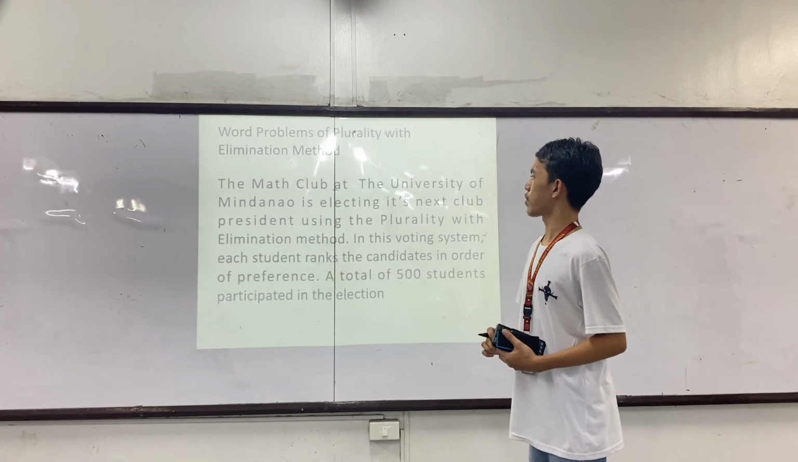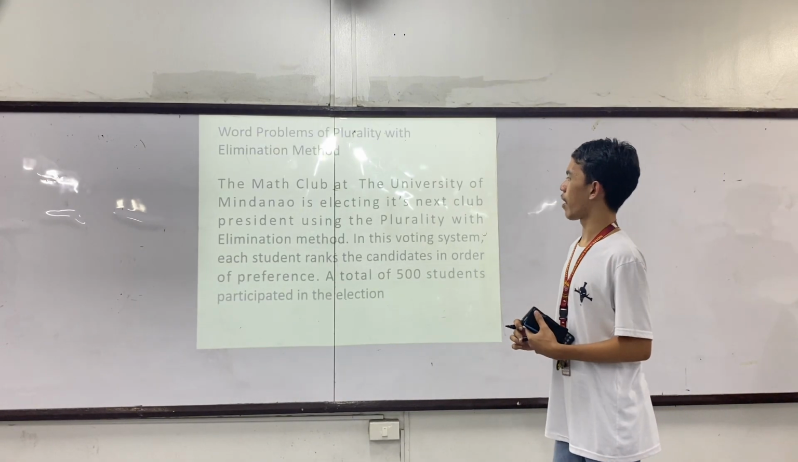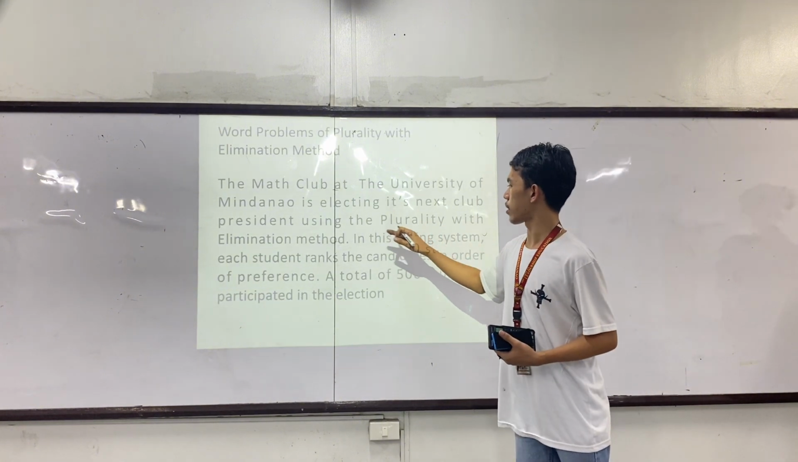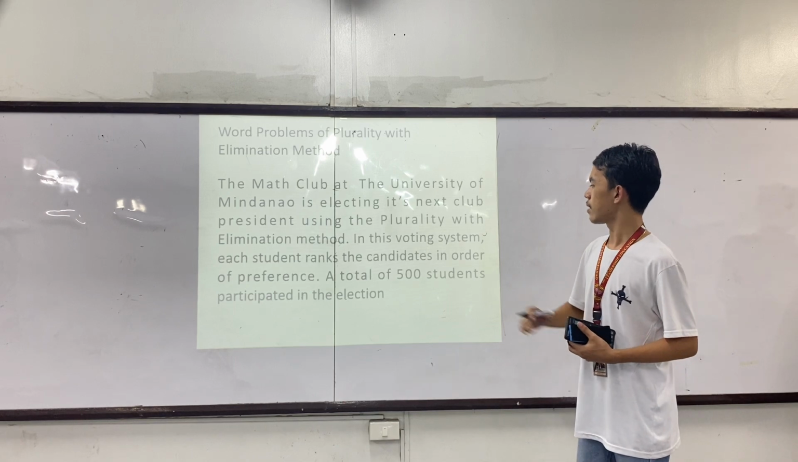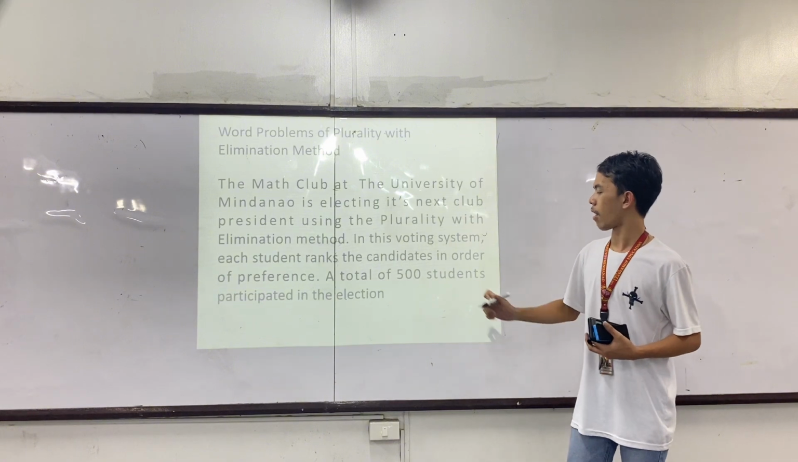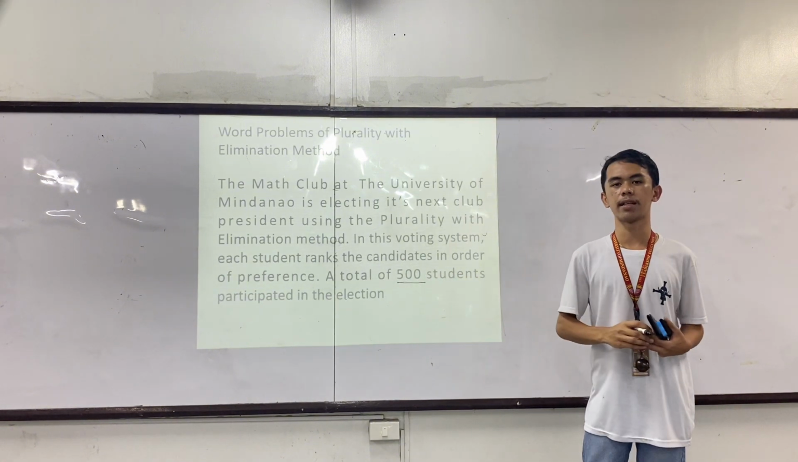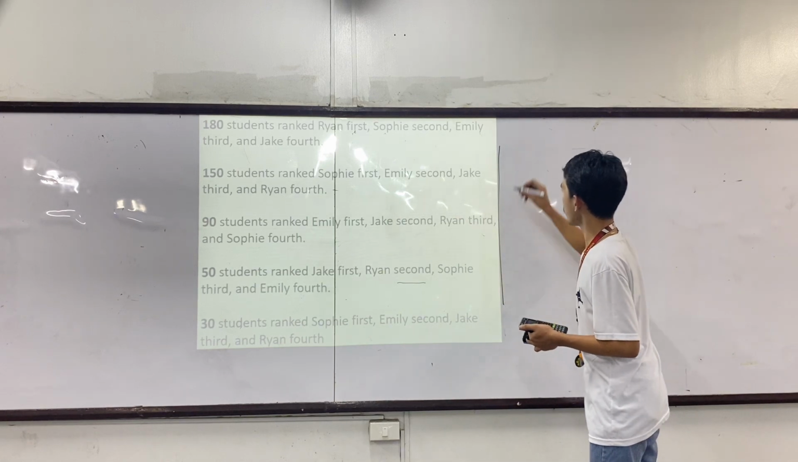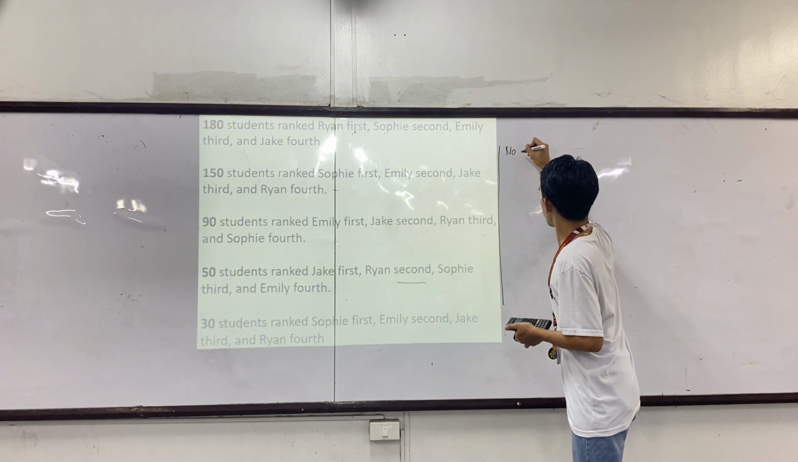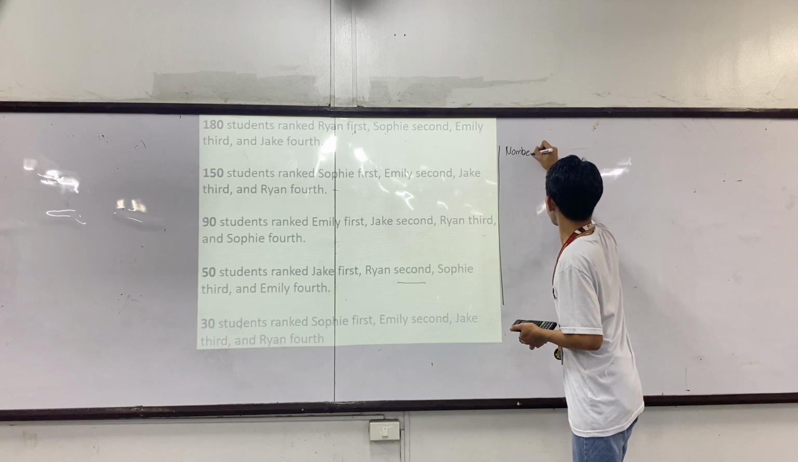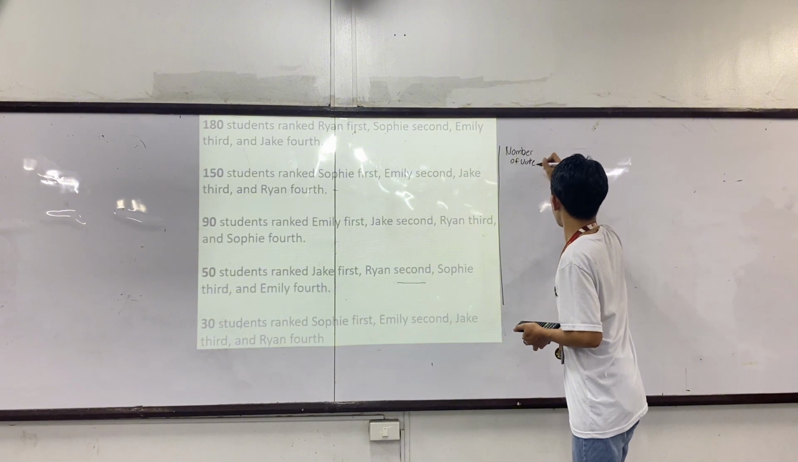So next, let's proceed to the next word problem. The Math Lab of the University of Mindanao is electing its new president using the plurality with elimination method. In this voting system, each student ranks the candidates in order of preference. A total of 500 students participated in the election. So now, let's make a table: number of students, number of votes, and also rank.